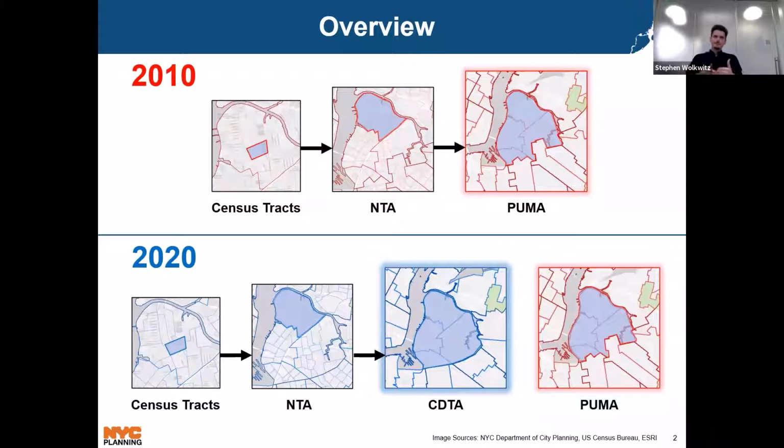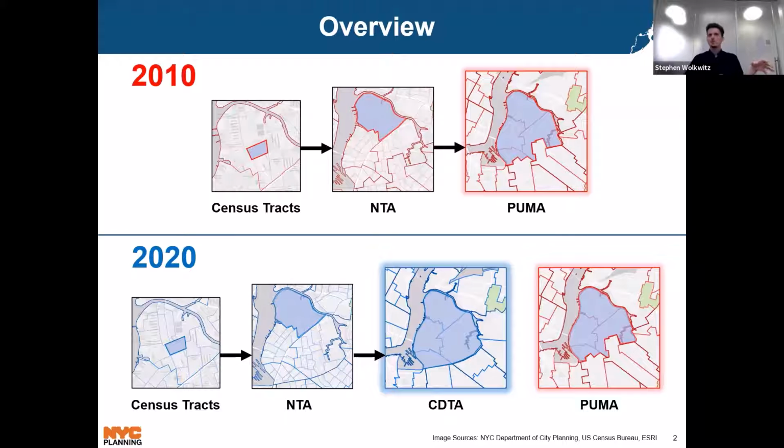Now in 2020, following the 2020 census, the PUMAs are still around. They haven't gone anywhere, and actually the boundaries haven't changed yet. But you'll notice the big difference here is that we've got this new geography, the community district tabulation areas. That's what City Planning has published. So it's not a Census Bureau geography, it's a New York City Planning geography. And that better represents or better aligns with the community districts that we have in New York City. And we have reconfigured neighborhood tabulation areas, which previously nested within PUMAs, to now nest within these community district tabulation areas.